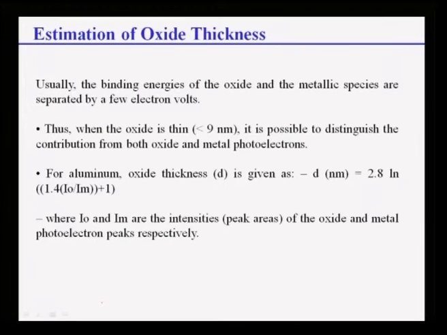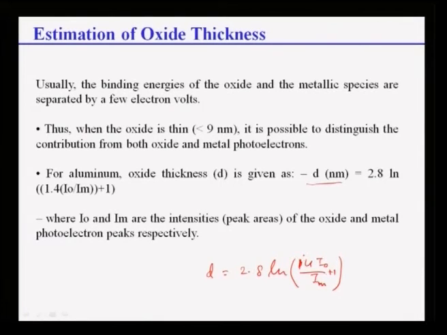Let us see. Usually the binding energies of the oxide and the metallic pieces are separated by a few electron volts. Thus when the oxide is very thin, less than about 9 nanometers, it is possible to distinguish the contributions from both the oxide and the metal photoelectrons. For aluminum, oxide thickness is normally given by 2.8 log of 1.4 Io by Im plus 1. Here Io and Im are intensities of the peaks of the oxide and metal position. That means d for aluminum is given by this formula, ln of 1 by 1.4 Io by Im plus 1, that is how it is actually used.